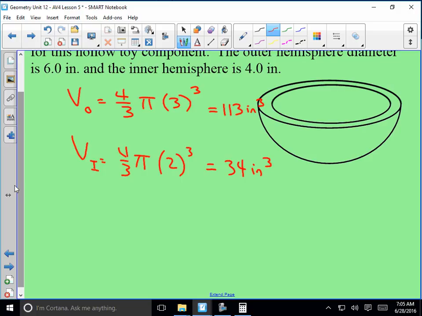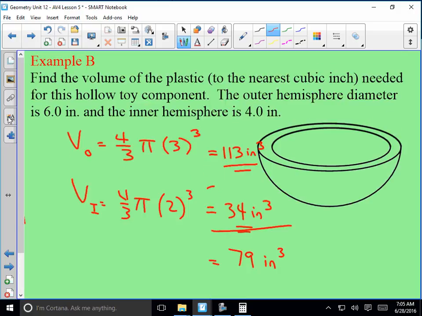So what we have is this volume would be the complete solid, this volume is the inner piece, and we subtract those out to see what's left. 113 minus 34. So when we subtract, we've got 79 cubic inches of plastic. Okay, so we've got a very big piece here as we're going through and solving.